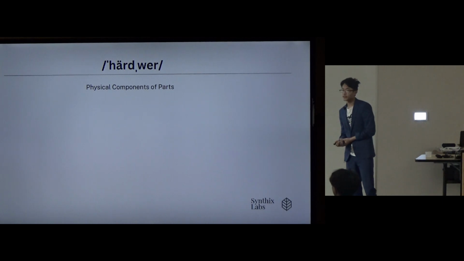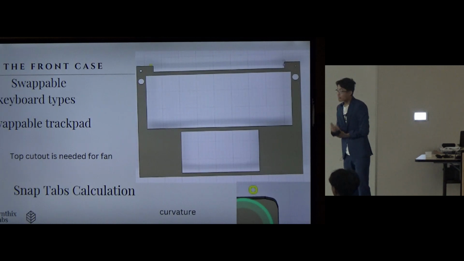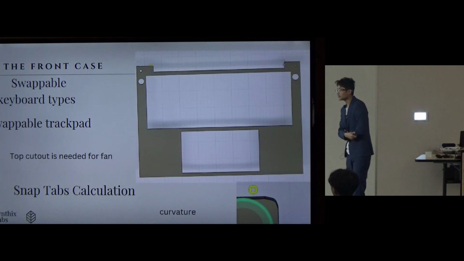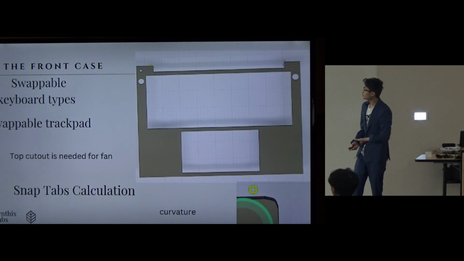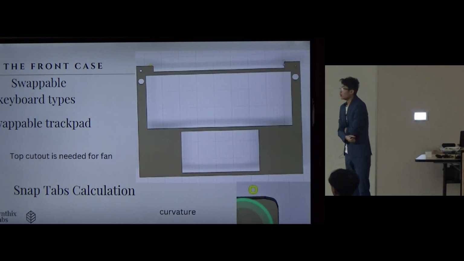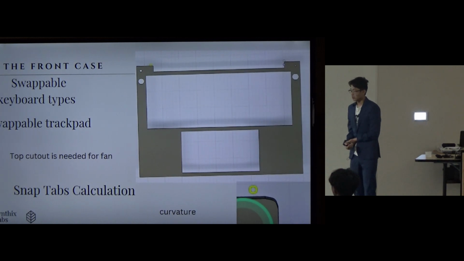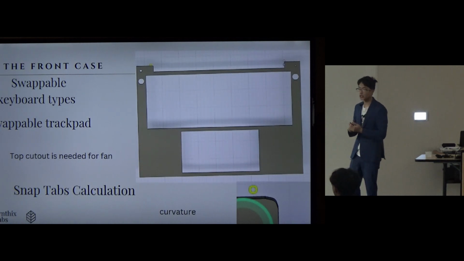So the hardware is just the physical components of the parts. So the front case. The reason you see that the very top part is missing is for the heat to dissipate off of the top. You can swap in a keyboard, and this slot has holes for the screws and for the audio to come out. It is modular, so you can swap in the keyboard and the trackpad. It is curved, so you don't poke yourself with the laptop.